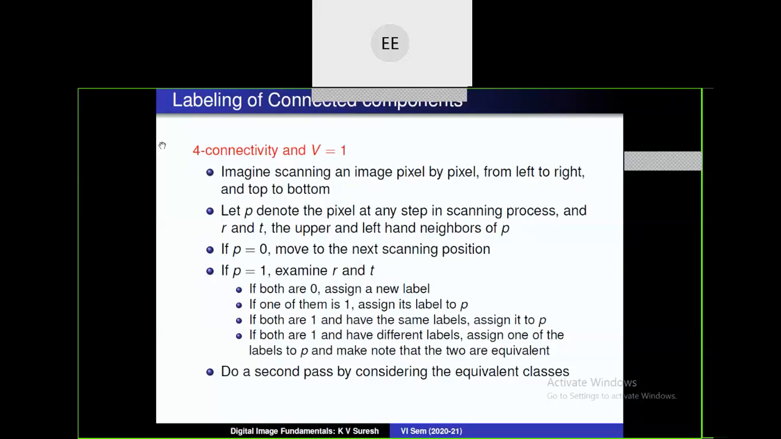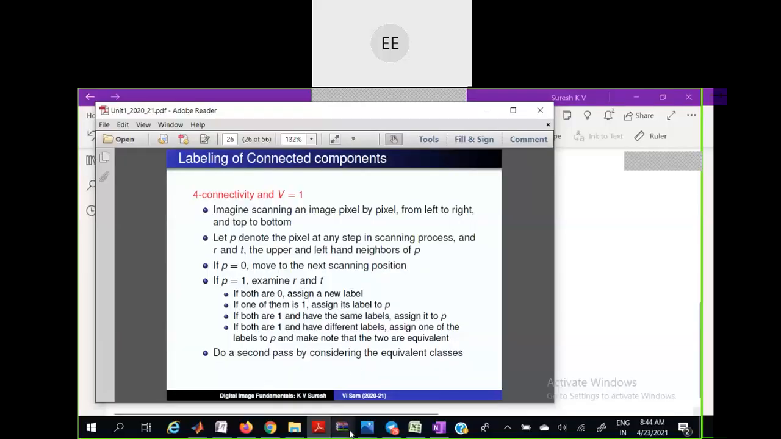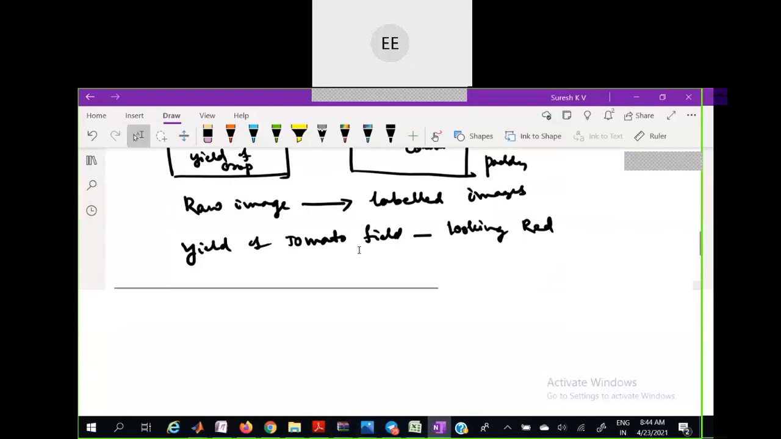Whenever you travel, you will go to a pixel P, and at every pixel, you need to label it. So you need to look at two pixels. Let me just take an example. Along with that, I'll explain, which will be easy.